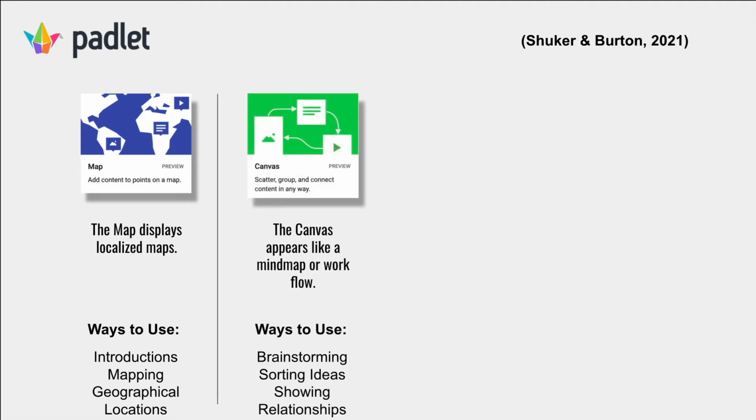Another way is called Canvas. And basically it appears like a mind map or a workflow. And of course, mind mapping really helps connect ideas between two seemingly distant concepts. So it's great for showing relationships. It's great for brainstorming, and maybe there's a project, or they're having to do a presentation, or they're having to develop ideas for a paper, maybe a thesis, all sorts of options. It's great for brainstorming and also sorting ideas and showing those relationships between them.